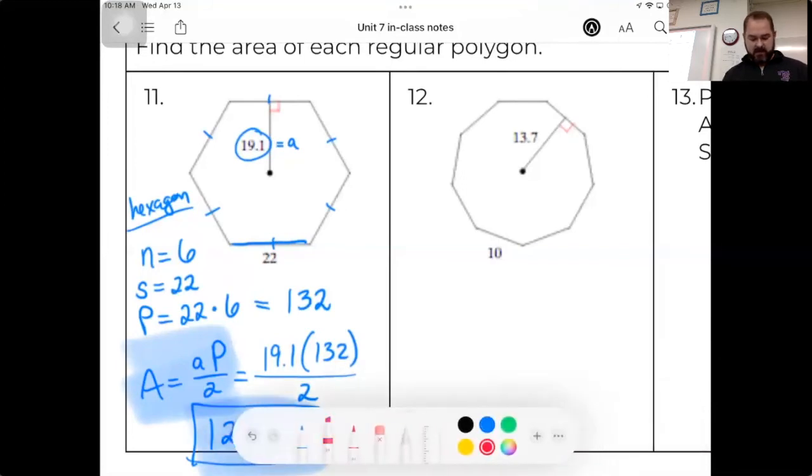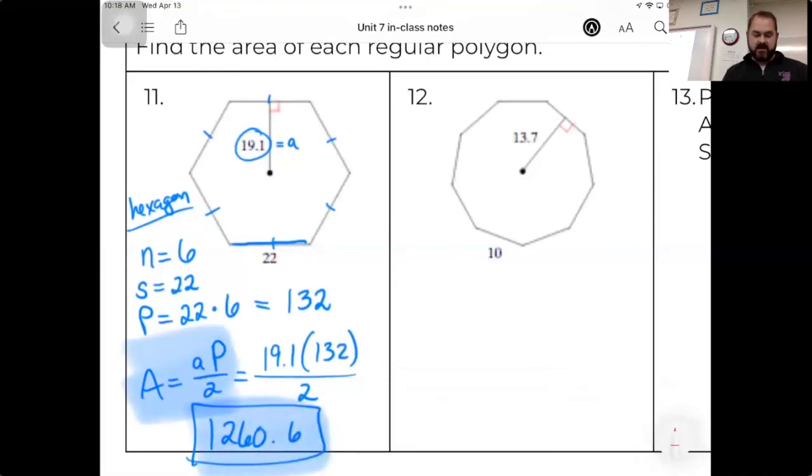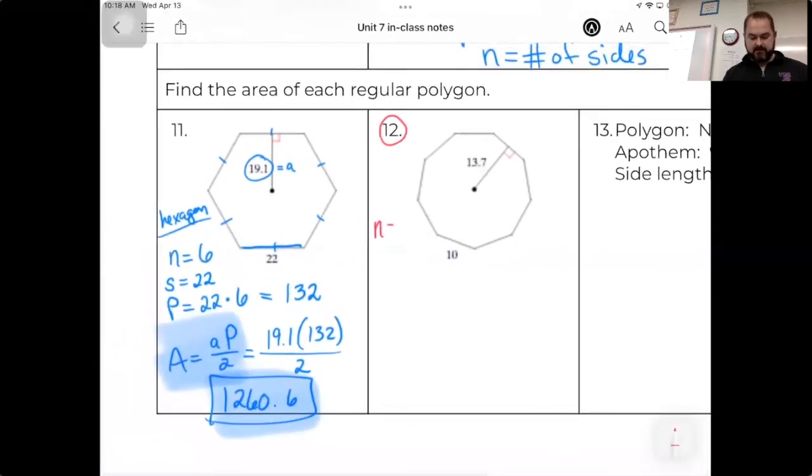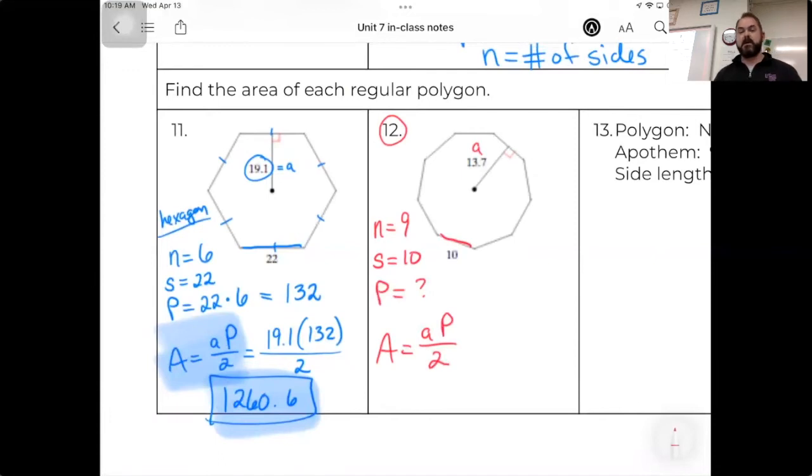Let's try another one. Actually, I'm going to have you try this one on your own, but I'm going to help you get started. Okay, the first thing you do on this one, number 12, is identify the number of sides. Okay, if you count those up, there should be 9 sides. Then you want to identify the side length, which is there. That's 10. And you want to use that to find the perimeter. Once you know the perimeter, then you're going to plug into your area formula, little apothem A, which is 13.7, times the perimeter divided by 2. Pause the video here, try and do those calculations, and then check your answers.